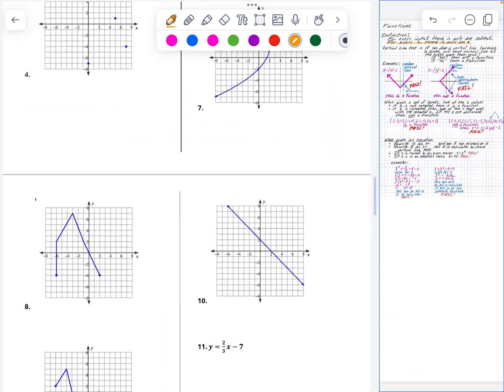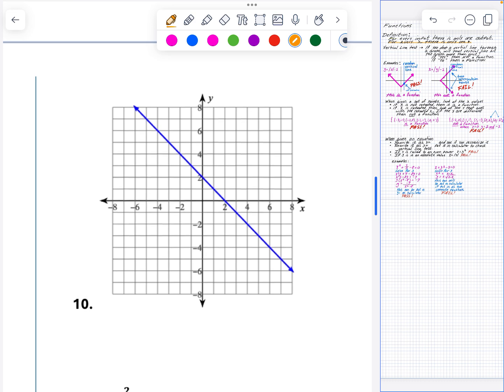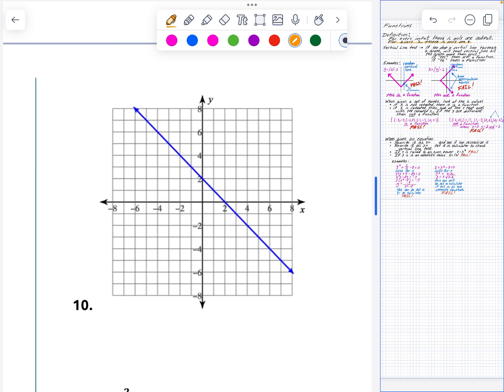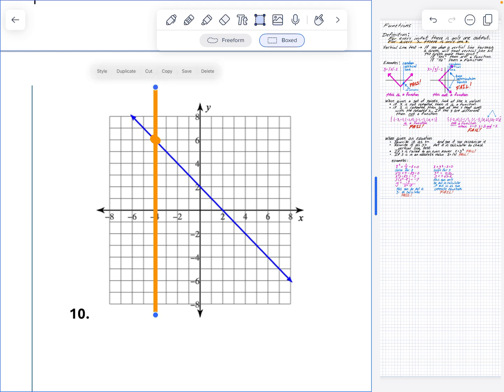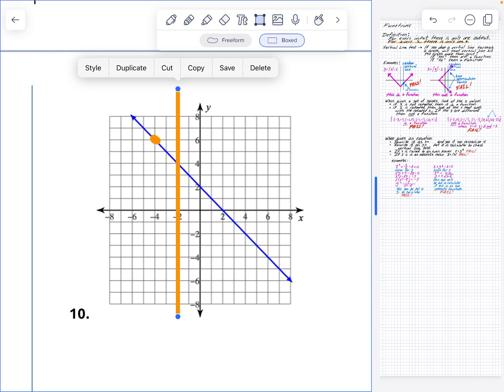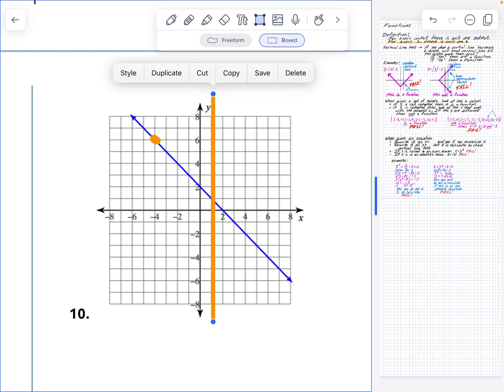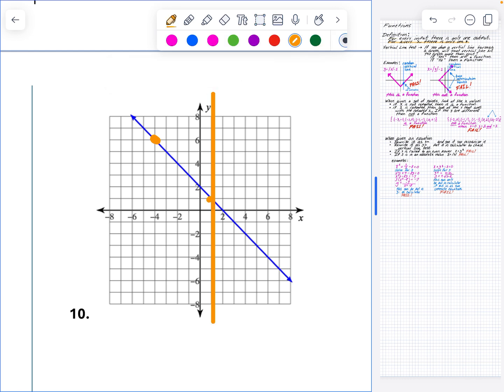If we look at this graph, if I were to take a random vertical line and drop a vertical line in here, then this vertical line intersects this graph right here. The orange vertical line only hits the blue graph once. And even if I move the line, there is still only one intersection point. As I move the line here, there is only one point where they intersect.